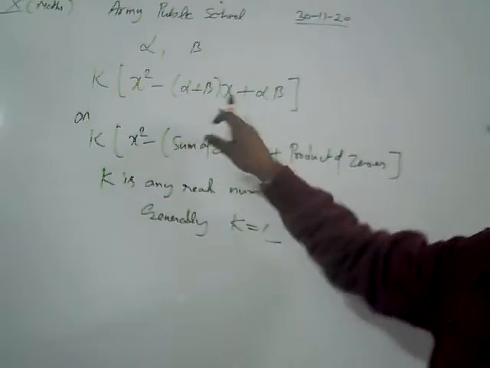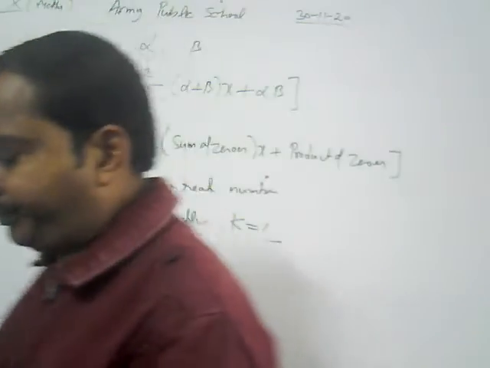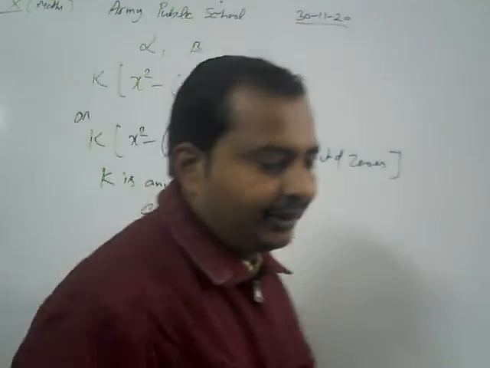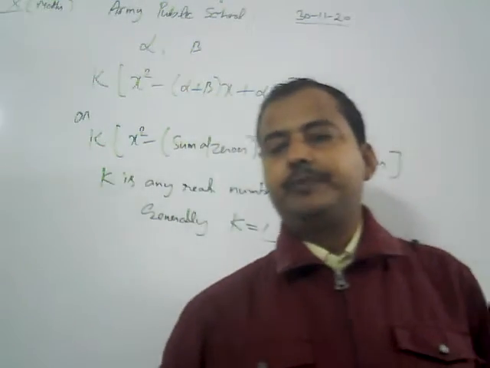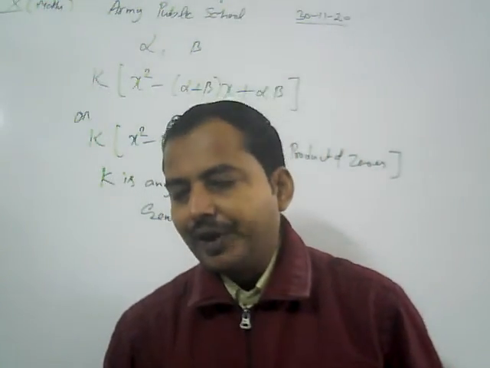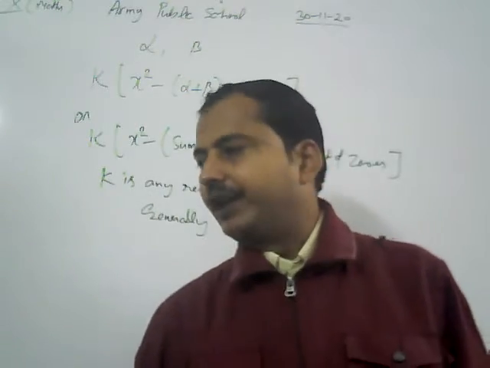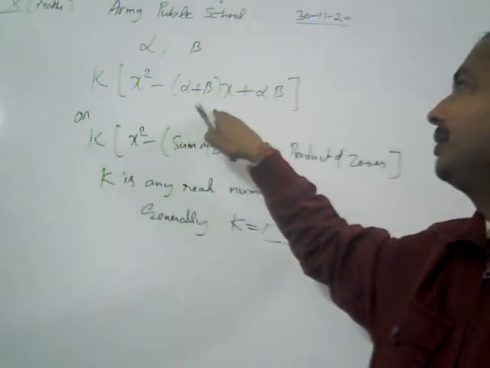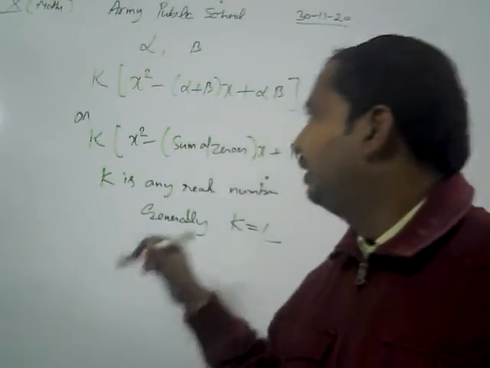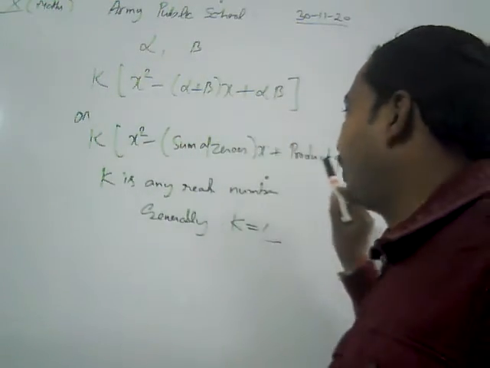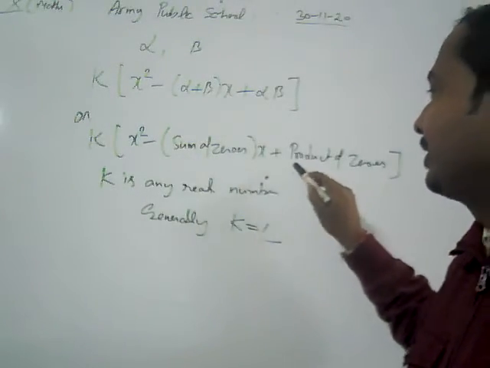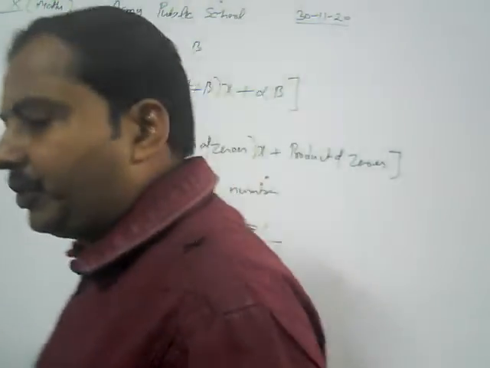ठीक. Then look बेटा, हमने क्या डिस्कशन किया कि अगर हमारे पास quadratic polynomial के two zeros हैं, और हमें quadratic polynomial form करनी है, तो generally we use the concept k times x square minus (alpha plus beta) into x plus alpha beta. We have alpha and beta, two zeros of the quadratic polynomial. Also we can say x square minus sum of zeros into x plus product of zeros.